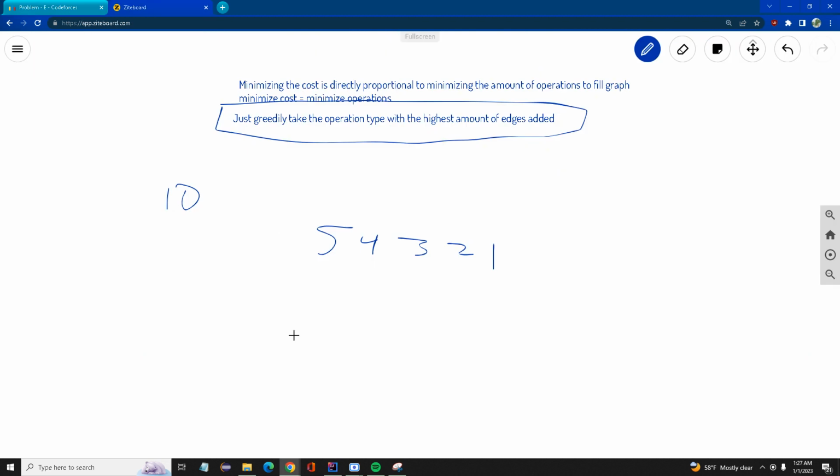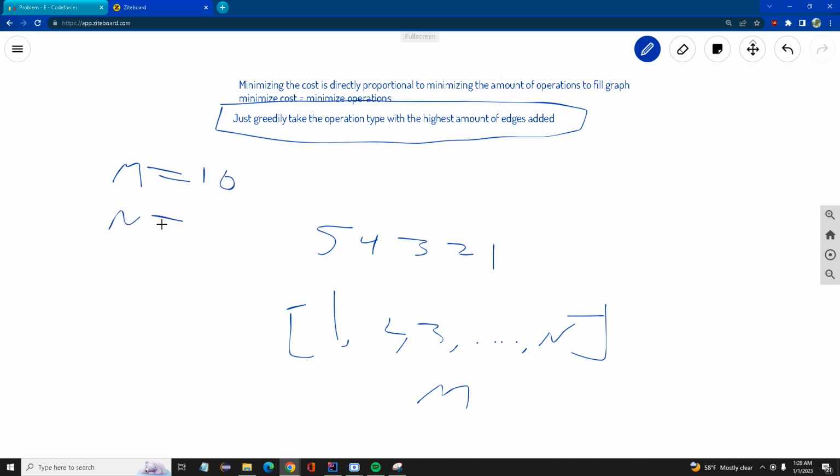Because the idea is that basically you're going to have access to the numbers 1 to n, and you're going to be trying to form m. So let's say m is equal to 10, right? And we're looking at the case where m is equal to 10, and n is equal to 5, a random case. You're going to have access to all these numbers.